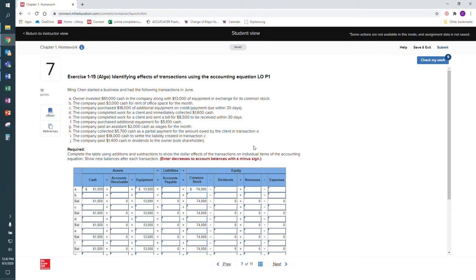Okay. So the next one, the company paid $3,000 cash for rent of office space for the month. And so in this case, what's happening to cash? Cash is going down because the company's paying cash. And so when I enter this one, I need to put a negative in front of it, minus $3,000 in cash. It puts it in brackets, which is the accounting way to recognize that that's a decrease or a negative.